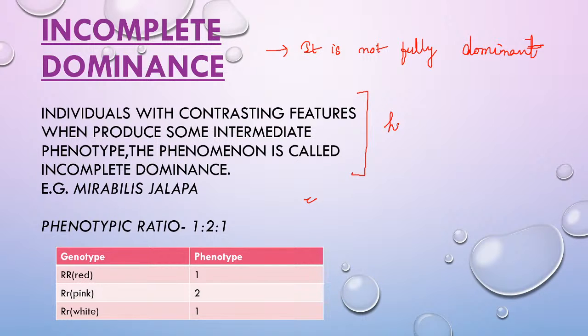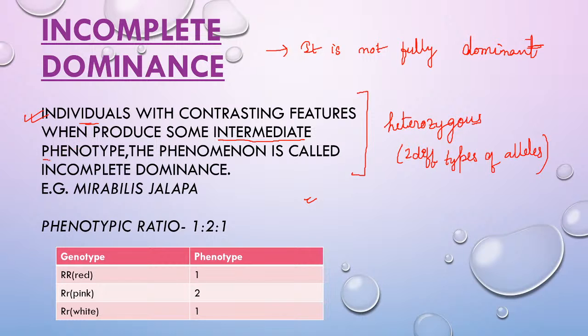Here also there is a heterozygous condition, because two different types of alleles must be present. Write along with me as I'm writing here, so that you can cope up with me, and after the class you can download a PDF or take screenshots from this slide. Now, individuals with contrasting features produce intermediate phenotypes. I have already said that the phenotype will not be fully dominant.